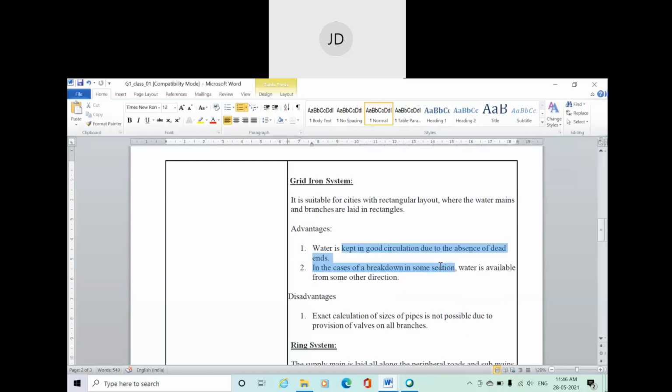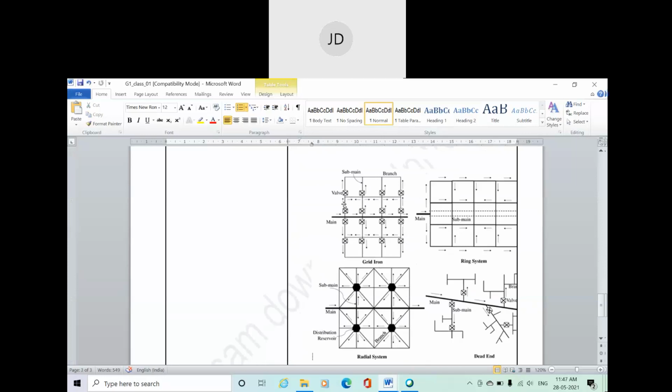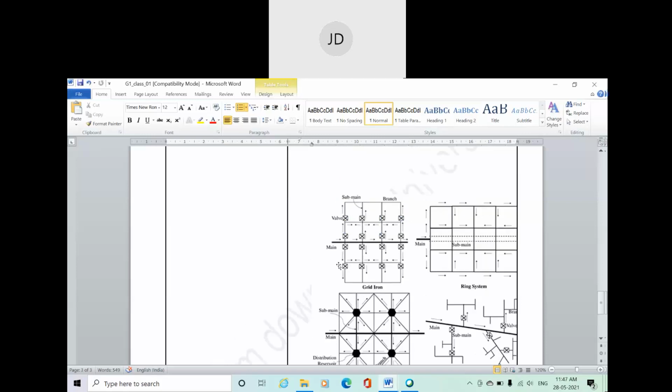Water is kept in good circulation in the absence of dead ends. In the case of breakdown in some section, water is available from some other section. So it is a very good advantage. Suppose this pipeline is under maintenance. To provide water up to this point, the water usually comes through this line. If this pipeline fails or is out of service, then there are a number of ways of providing water to this point. From here you can provide, even from this point you can provide. So there are alternative ways of providing water even in an emergency.